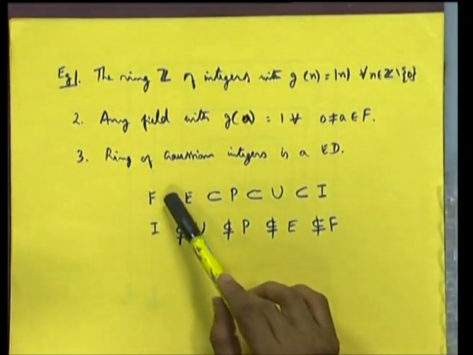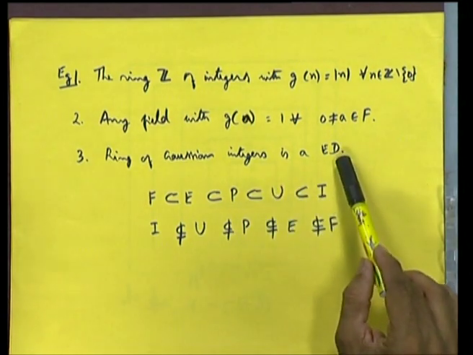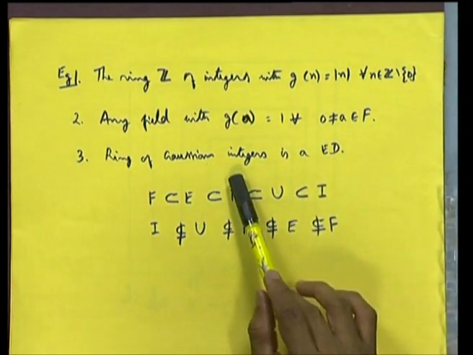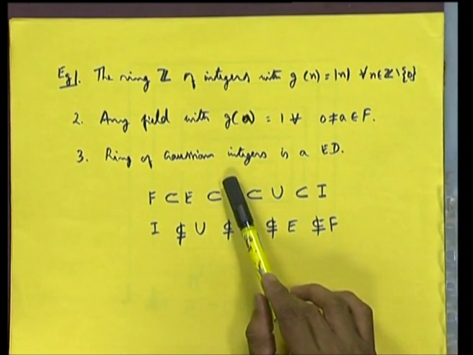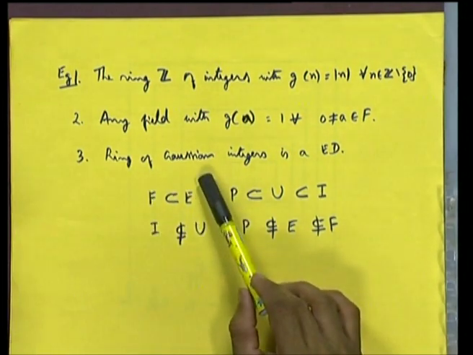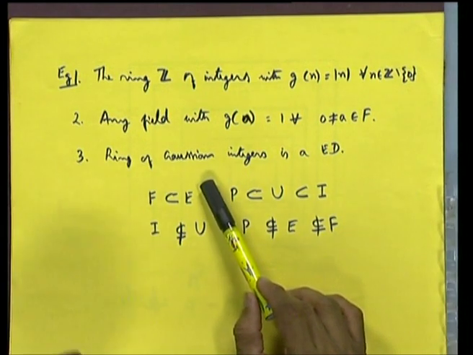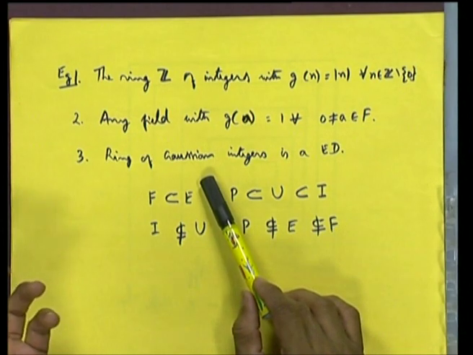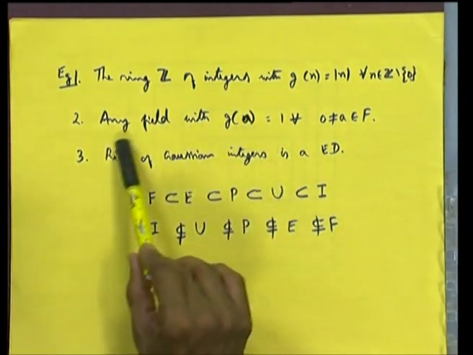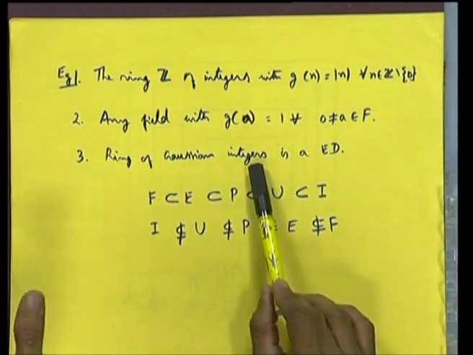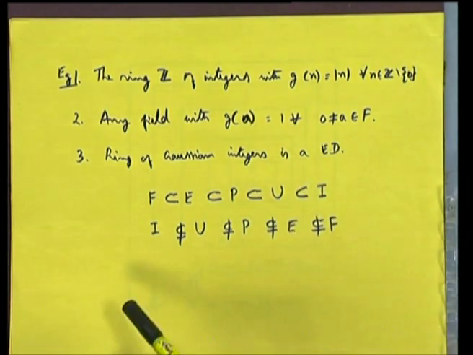The ring of Gaussian integers is also a Euclidean domain. You may recall that the set of Gaussian integers is a ring, and it is in fact the set of numbers of the form a plus ib, where a and b are integers and i is square root of minus 1. That is the ring of Gaussian integers. We can see that it is a Euclidean domain.